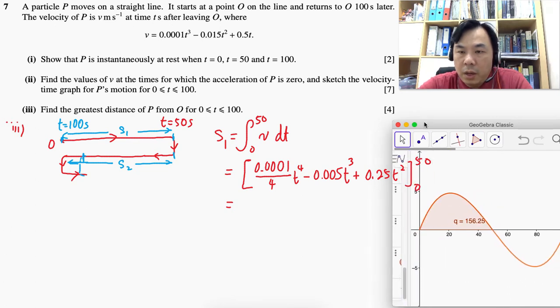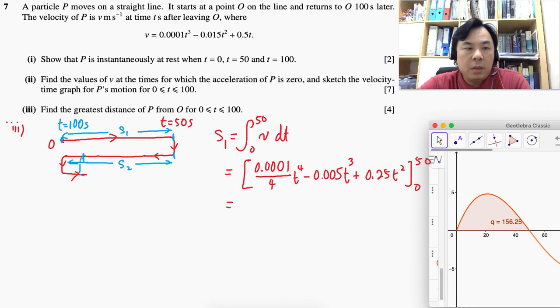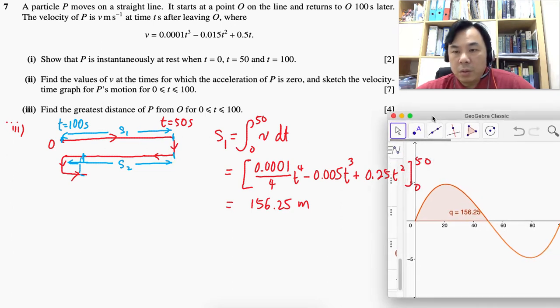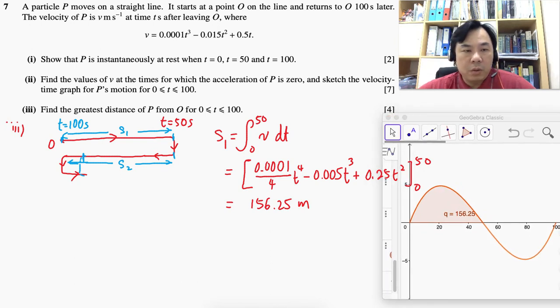So the first area is 156. Of course, you have to substitute this into here. You should be able to get 156.25 meters. And then of course, you may like to check when you change direction, will the distance be the same as S1 or not? So we are also very curious to find out.